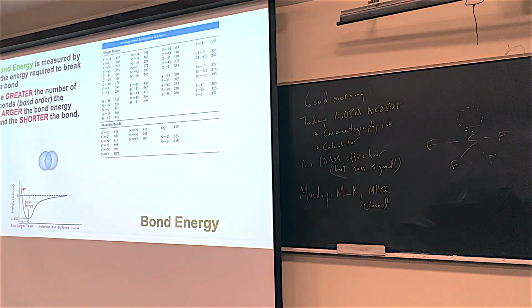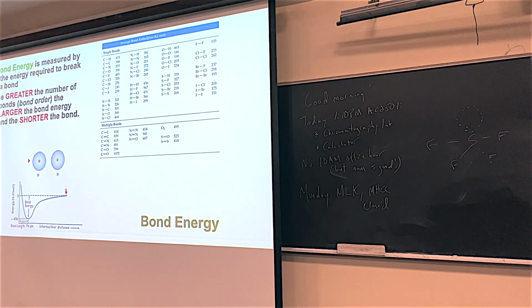Energy of a bond indicates its strength and is measured as the energy required to break the bond. This is actually a table of bond energies we're going to use. These are all kilojoules per mole. They're all positive numbers. It takes energy to break up bonds. You're not going to have any negative numbers up there.